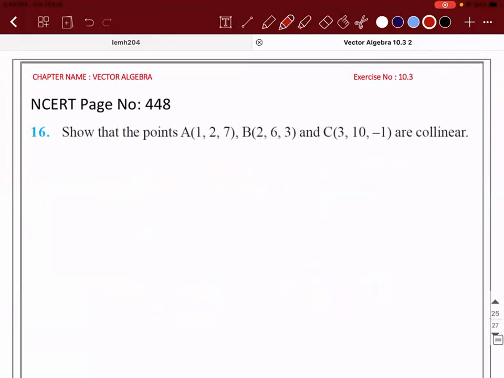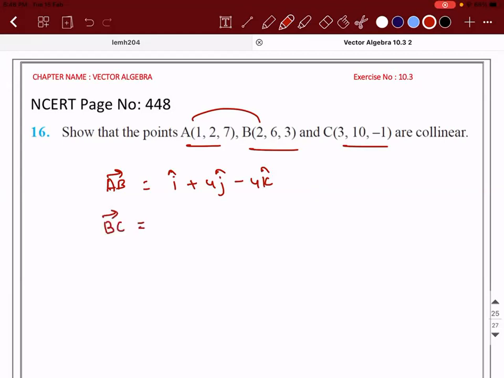Show that the points are collinear. So find AB. So AB vector is equal to 2 minus 1 i cap plus 4j cap minus 4k cap. Did you guys understand how I wrote it directly? Yes, sir.